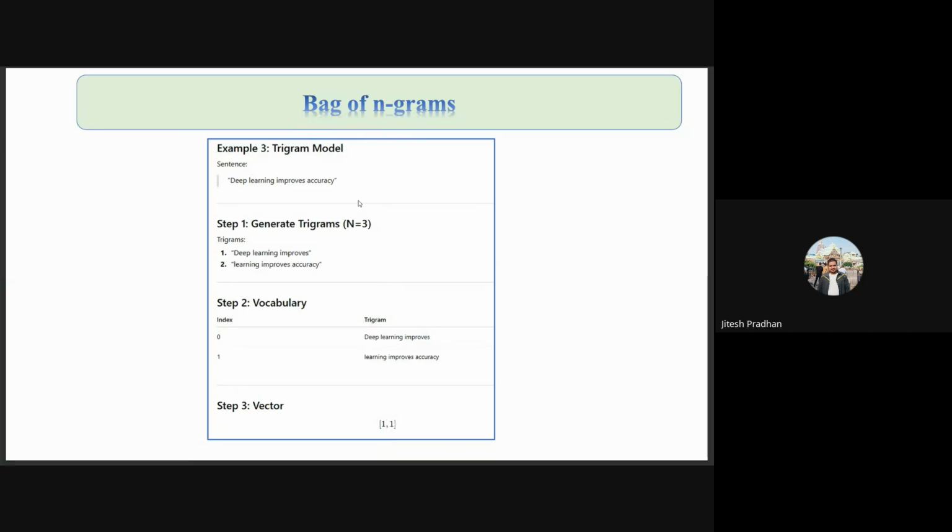Okay, now bag of n-grams, another example with trigrams. Now let's say "deep learning improves accuracy". Now let's take n equals 3. So we have 2 trigrams, "deep learning improves" and "learning improves accuracy". We will put it; both are present. So the vector will be 1 1. So when n is increasing, the vector size will decrease. Okay, that is the basic phenomenon. Now to find the optimal n value, it's an ablation study. In general NLP tasks, we keep different n values and try to extract features.